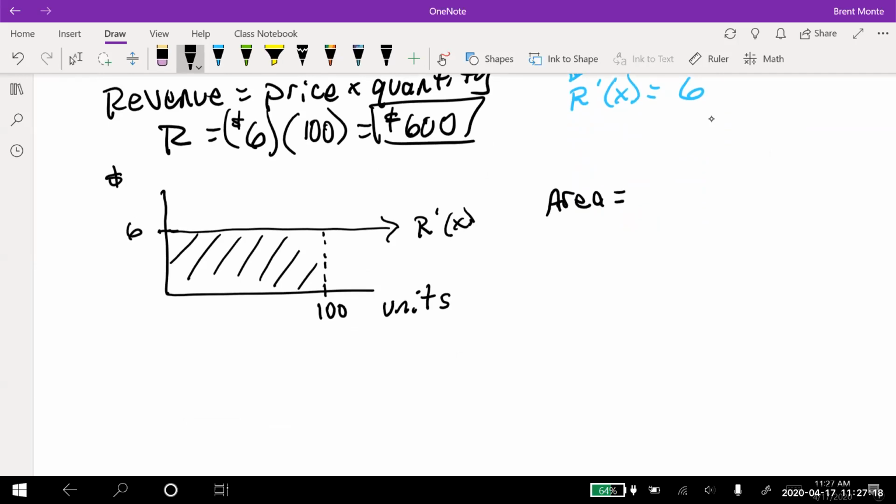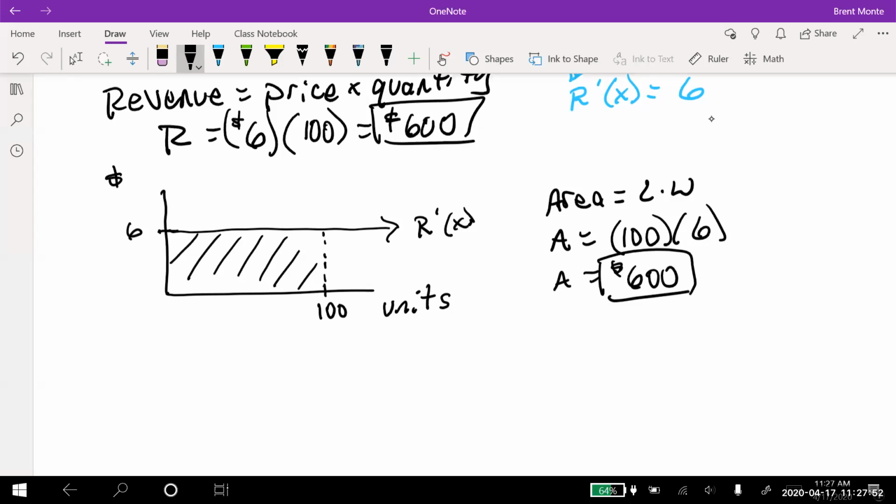So remember, that's just length times width. Or if you want to say base times height, it kind of looks more reasonable that way. But my area is my length, which is 100, times my width, that is 6. And it doesn't matter if you're thinking, wait, the length was 6 and the width was 100. Okay, it's multiplication. It's commutative property. It doesn't matter. But when I multiply that together, I get an area of 600. That area actually represents total revenue. That's the same 600 I got right there. These are both the same thing.